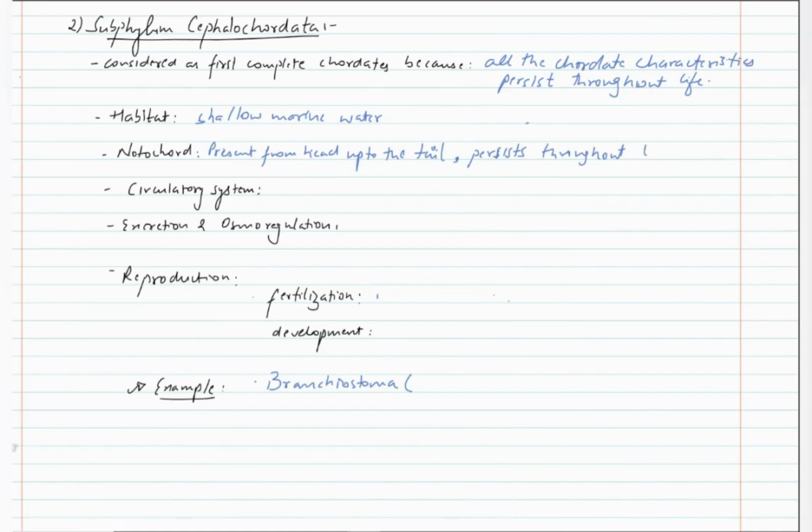Circulatory system is closed type. For excretion and osmoregulation, protonephridia are present, which are similar in structure to the protonephridia that we have already discussed. Pharyngeal gill slits also persist throughout their lifespan.